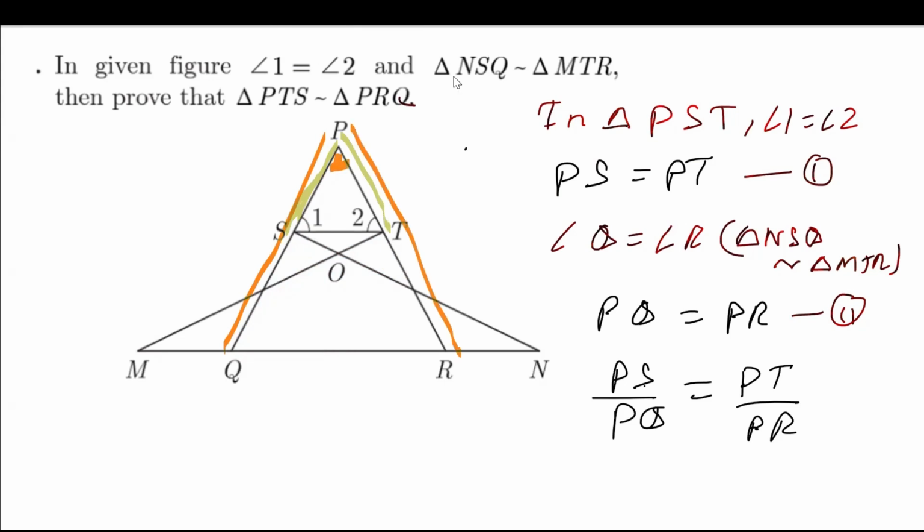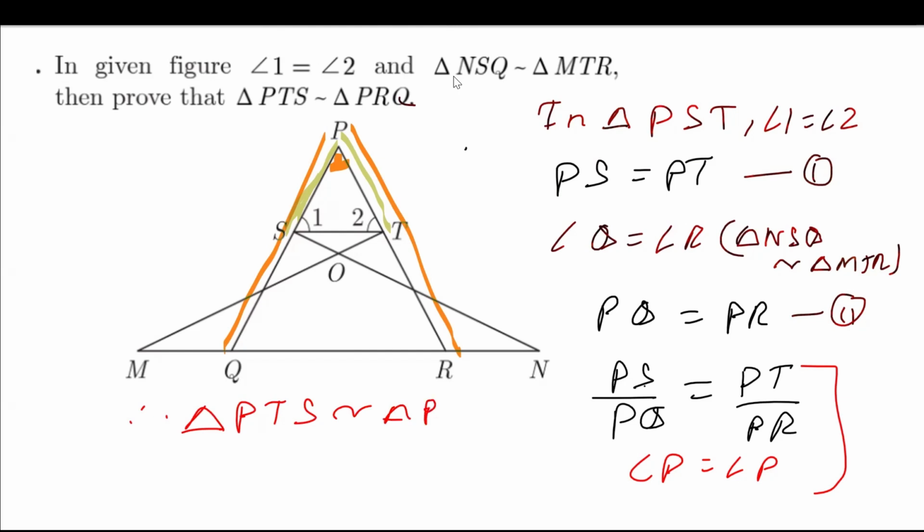And we have this angle as common. We also have angle P is equal to angle P. That's common. So from these two, we can say the triangles are similar. Therefore, triangle PTS is similar to triangle PRQ, and that's by the side angle side similarity. That's how we will do this question.